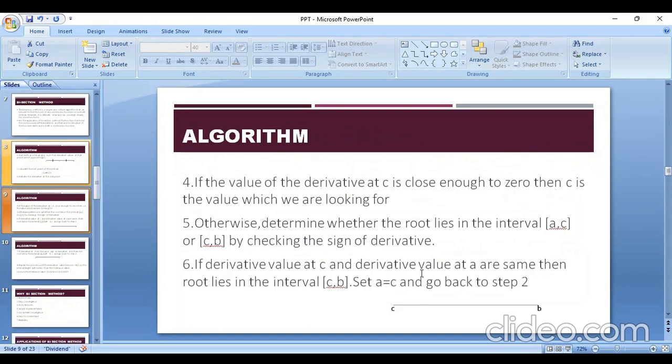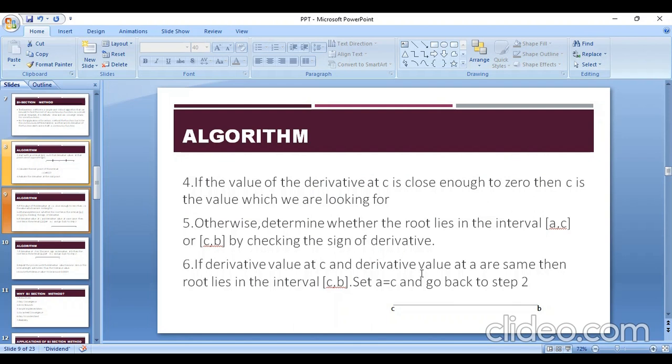If the value of derivative at the C is 0, then the function will be minimum at the point C. Otherwise, we have to compare the values of A, B, and C. If the values of derivative at A and C are of same sign, then the minimum will lie in the interval C comma B. If the values of the derivative at B and C are of same sign, then the minimum will lie in the interval A comma C.